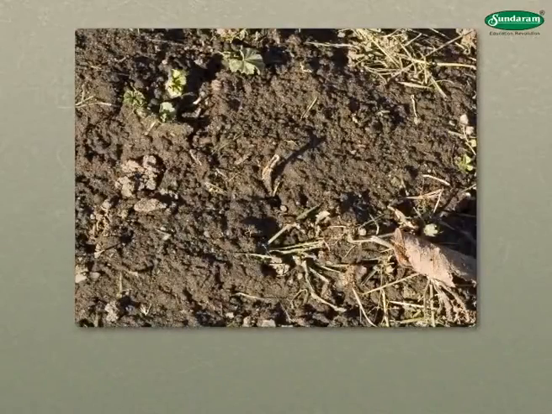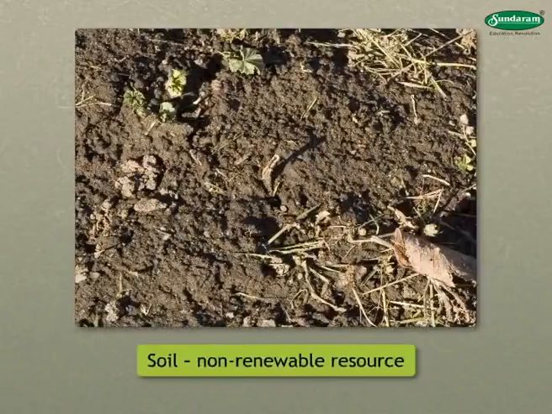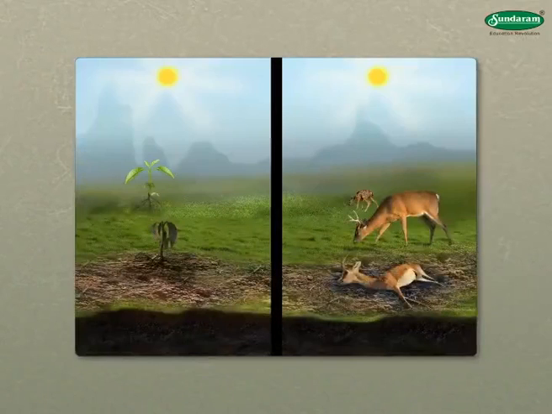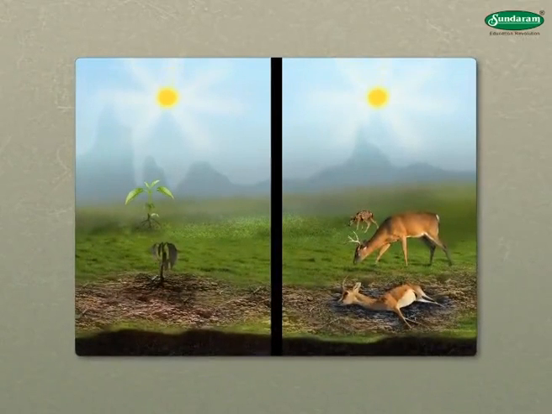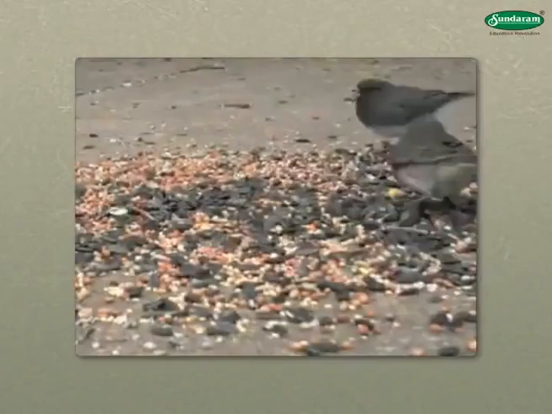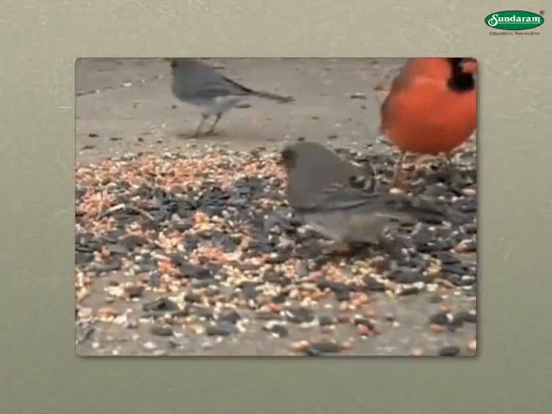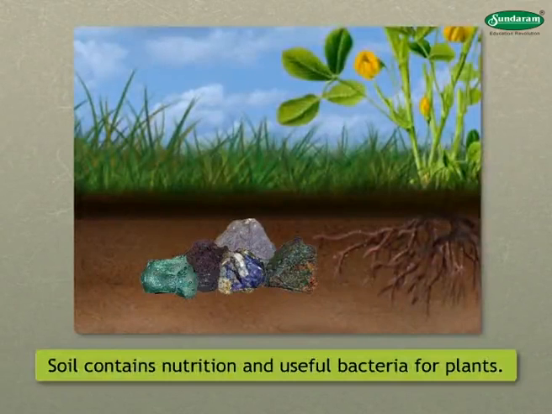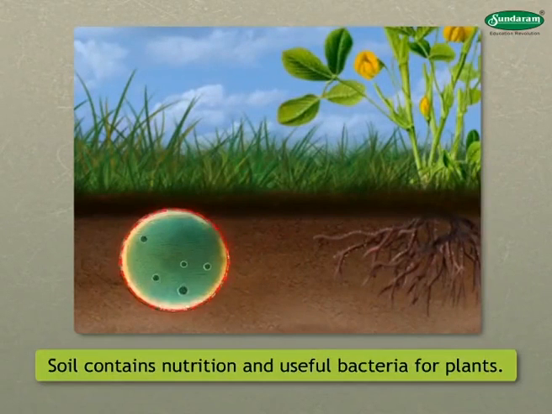Now, students, let us turn towards another important non-renewable resource, that is, soil. The life cycle of all living things begins and ends in soil. Food grains that host living things live on and are grown in the soil. Soil contains not only the nutritious elements but also the useful bacteria necessary for growing crops.